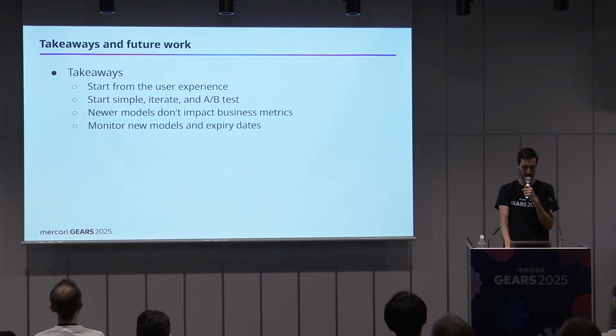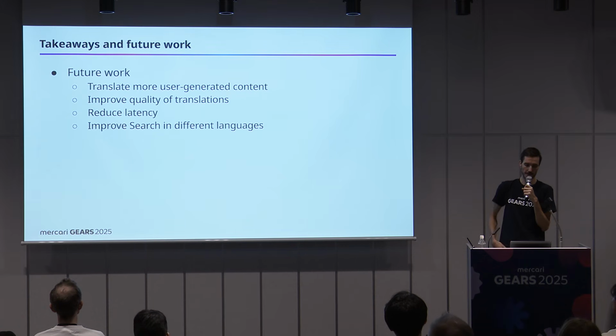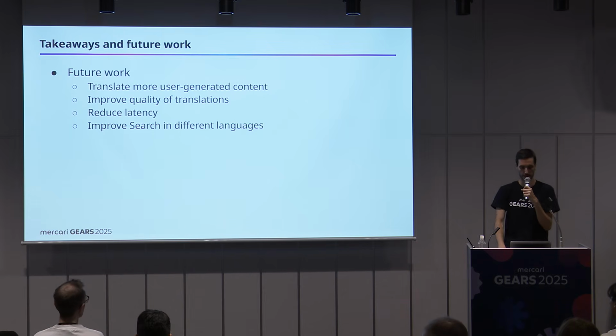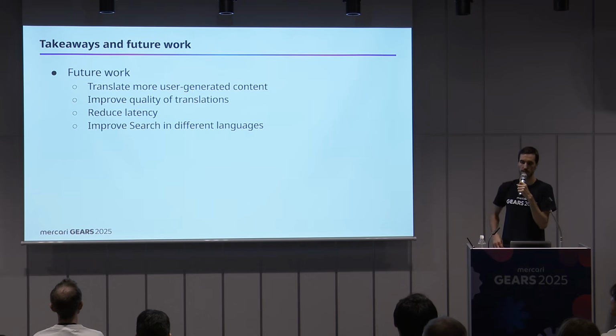All right. Future work. So there is more user content to translate. We only do the products, the description and the title. There are the user profiles, the comments on our products, also the search queries where we want to do better. And ideally, we'd like to reduce latency and improve the quality. Mainly, it will go through our glossary feature.